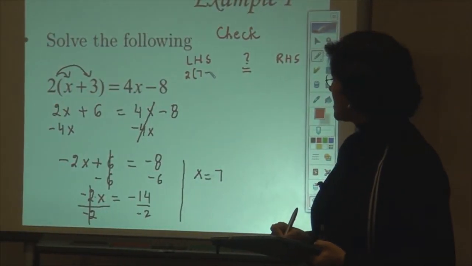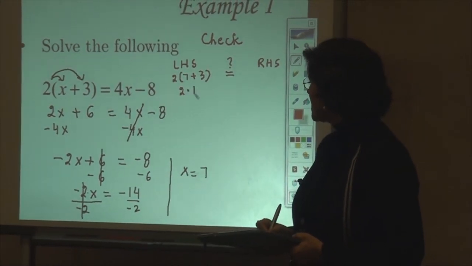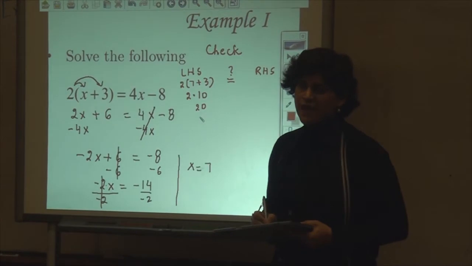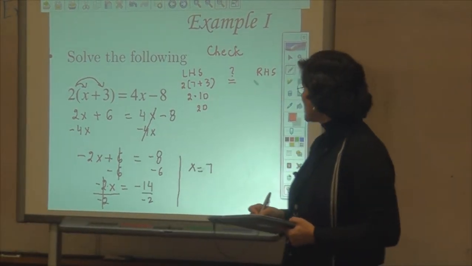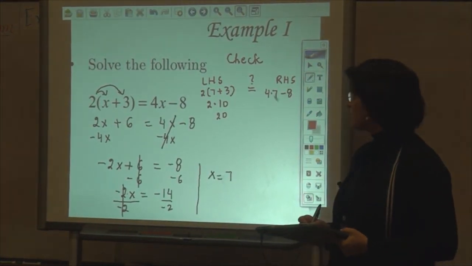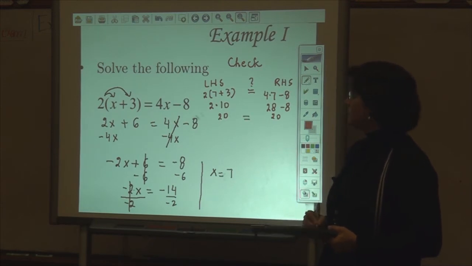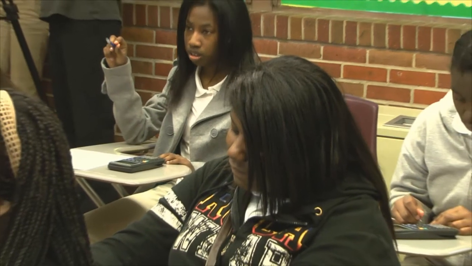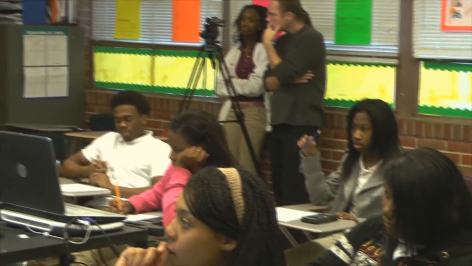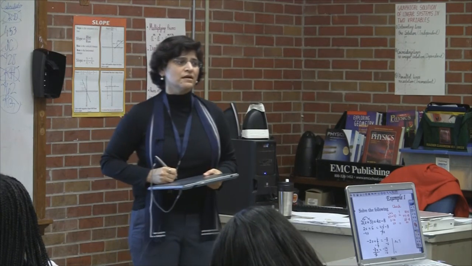Let's plug in 2, and then x is replaced by 7, 3, close the parentheses, times 10. I get 20 on the left-hand side. Let's see what we get on the right side. X is replaced by 7 minus 8. So 4 times 7 minus 8, 28 minus 8, and I'm left with 20. Now, is my left side equal to right side? Exactly. When we get our left side equal to right side, that is when we are sure that our solution is correct.